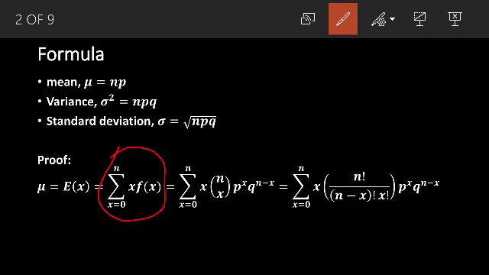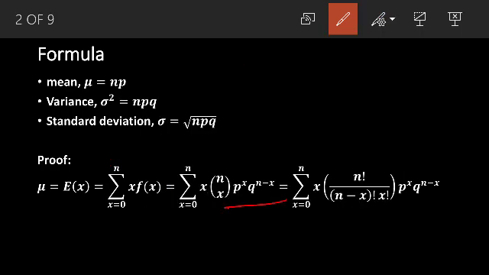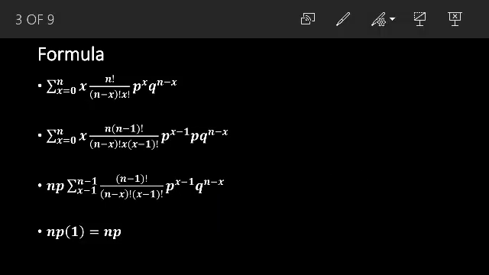And f of x for the binomial distribution is n combination x, p raised to power x, then q raised to power n minus x. Our n combination x here, we write as n over x enclosed in a bracket this way. So you have your x here and your f of x as this. Remember that n combination x means n factorial over n minus x factorial times x factorial, according to the definition of combination.